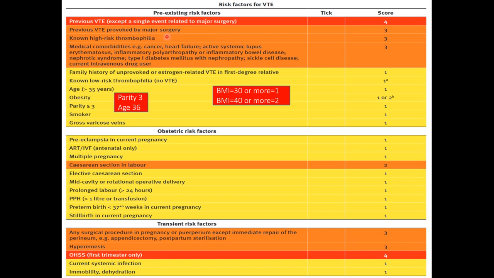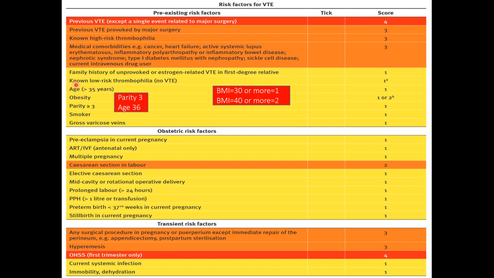Previous VTE provoked by major surgery is classified as score 3. Non-high-risk thrombophilia is score 3. Medical comorbidities like cancer, heart failure, SLE, inflammatory polyarthropathy, inflammatory bowel disease, and sickle cell disease are classified as score 3. What about the others? If there's a family history of unprovoked or estrogen-related VTE in a first-degree relative, this is classified as score 1, only score 1. And low-risk thrombophilia with no VTE is score 1.